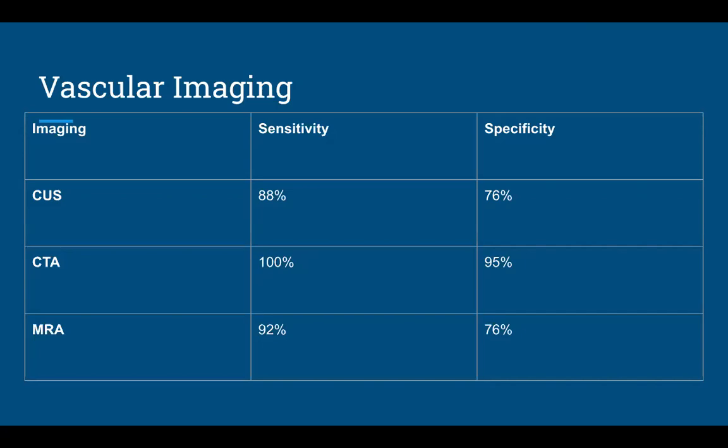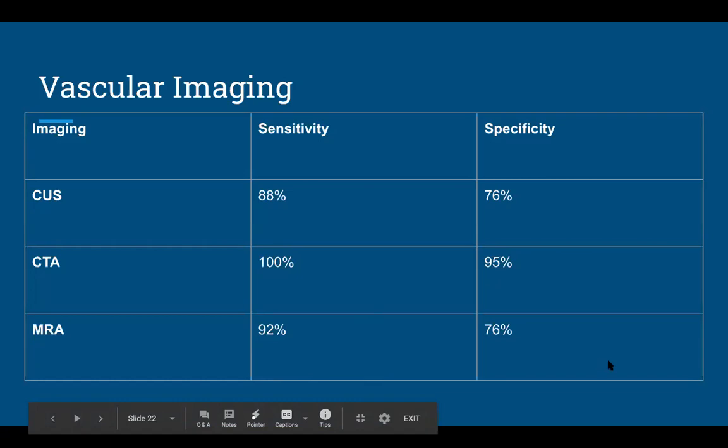So that is why I really want to talk about CTA. The CTA head and neck is going to be my test of choice for patients presenting to the emergency room because it is the most sensitive and the most specific, and it's the fastest. If the patient has some sort of a contraindication to contrast, or they can't get the CAT scan for whatever reason, then MRI is the best choice.